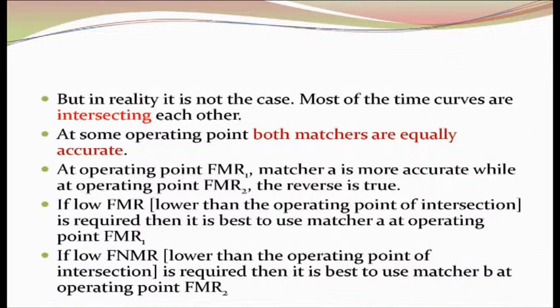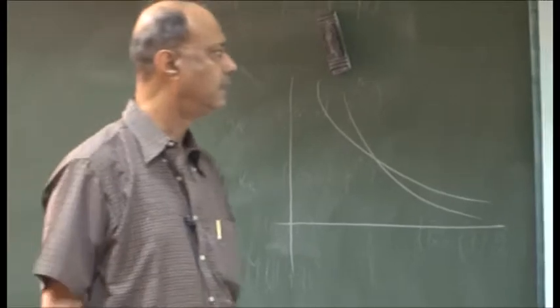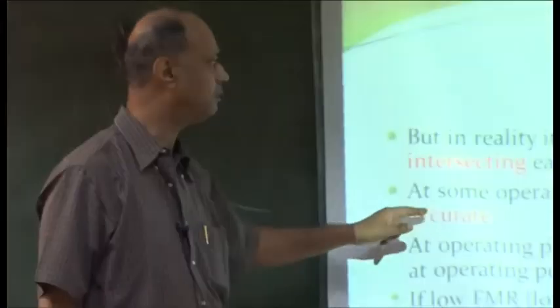But as I told you, it is not really true that for matchers the ROC curve is like that, with one above the other. This is not the case. In most cases you will find the diagram will be like this, right. So the curves will be intersecting at various points.